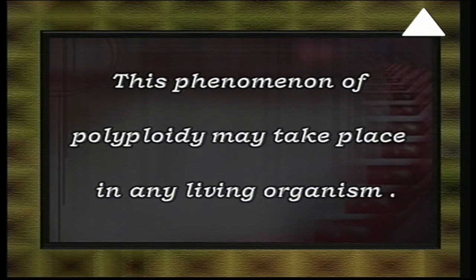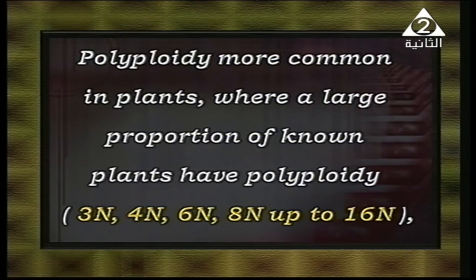This phenomenon of polyploidy may take place in any living organism, okay? And most commonly, it happens in plants, where a large proportion of known plants have polyploidy. They are not haploid and diploid, no, but they are tetraploid, hexaploid, okay, and also maybe octaploid, and in some rare cases they are sexaploid. Okay, this phenomenon is called polyploidy. It is much more common in plants, and we consider it very rare in animals.